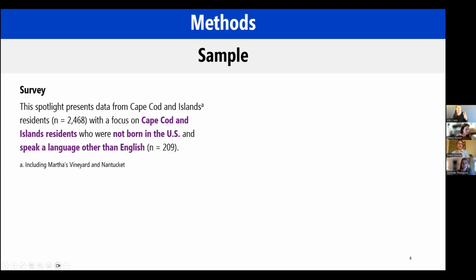All right, thanks, Emma. Like Emma mentioned, today we're going to be presenting findings from both the CHEI survey and from our focus groups. The data from the survey represents 2,468 respondents who are residents of Cape Cod and the islands. Then we zoom in to highlight the experiences of 209 survey respondents who are Cape Cod and Island residents who were not born in the United States and speak a language other than English.